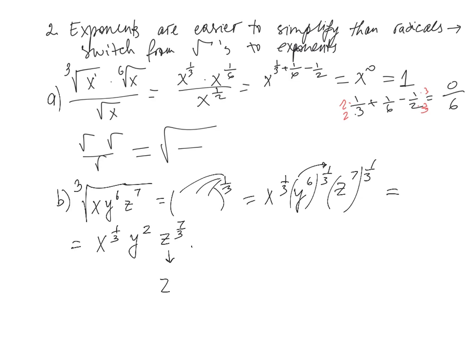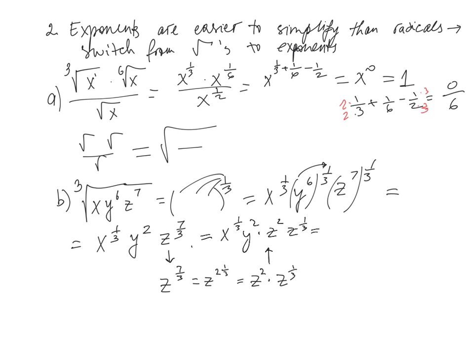So z to the 7/3, we can rewrite this 7/3 as a mixed number. Z to the 2 and 1/3 power. What does it say? It says that we have z squared and also z to 1/3. So we can leave the answer like this, or if you want the answer in the simplest radical form, actually let me replace this first to see what happens. X to the 1/3 y squared, and then I just put in z squared, z to 1/3.